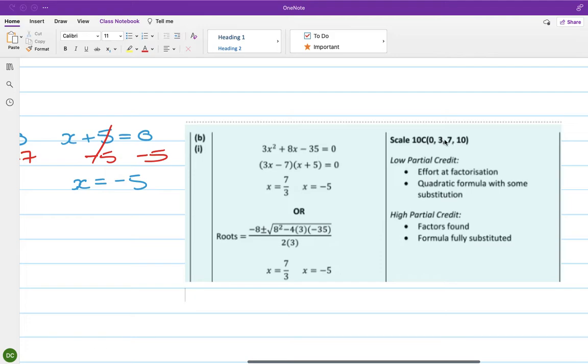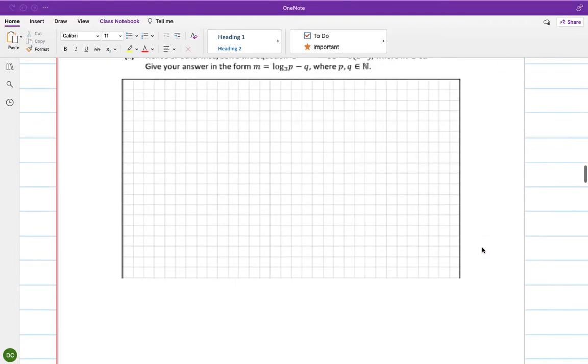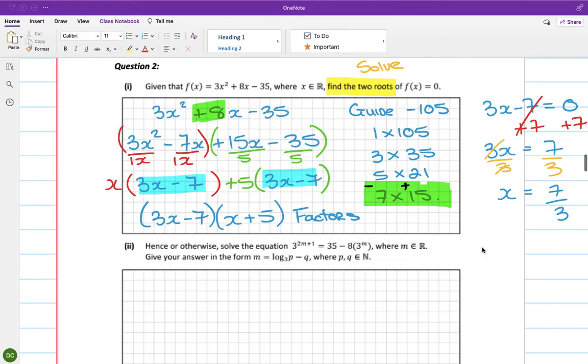Okay, slightly different scale here. So a low partial in this case will only get you 3, and a high partial will get you 7. Okay, so again, have a look there. They have both methods as well, so that's the guide number and that's the minus b. Okay, so hence or otherwise. So this is nice, the way they've done this.